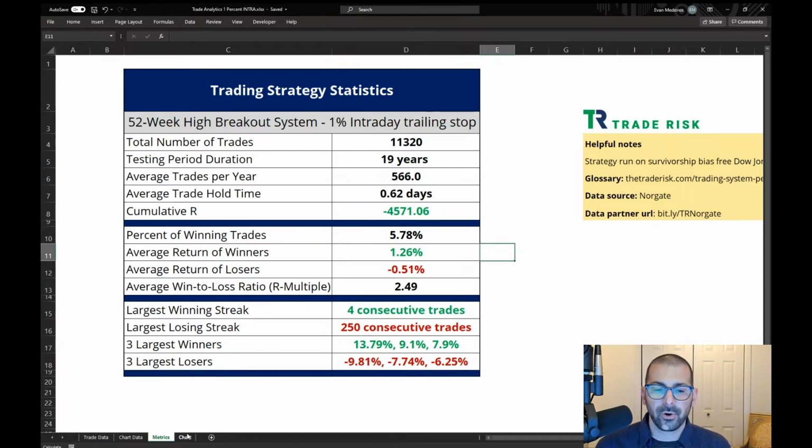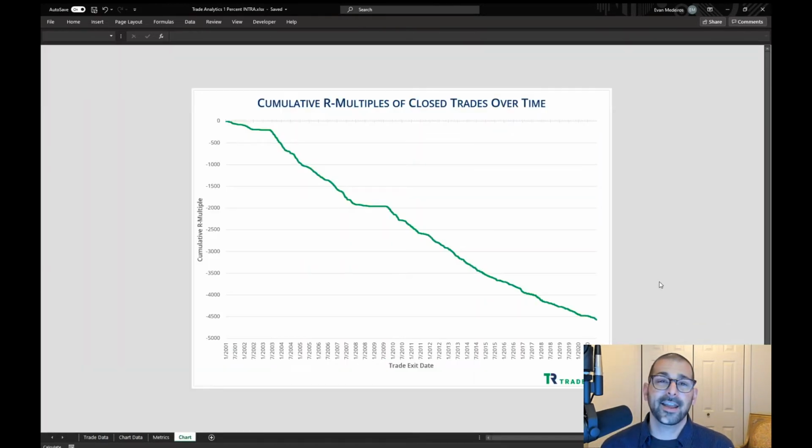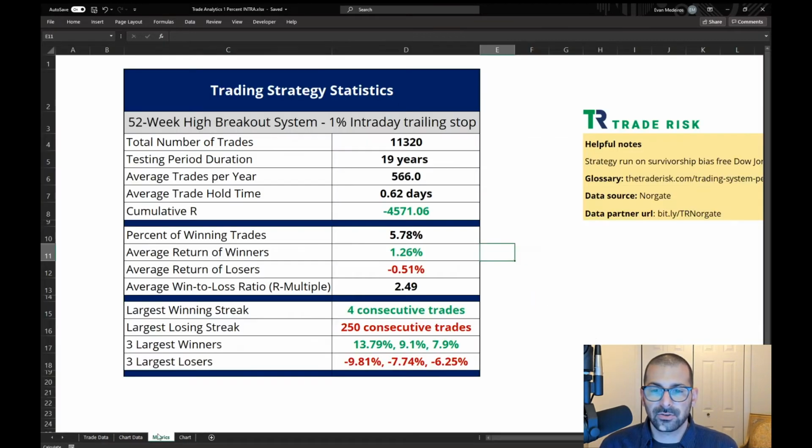So let's take a look at that equity curve. Here is what that equity curve looks like. This is what happens if you were to buy breakouts and put a 1% intraday trailing stop loss. You basically bleed money. It's not even bleed, you actually lose it just very quick. Repeatedly, you're just losing money day after day with this type of trading system. So let's go back to our metrics, see if we can figure out why that's happening.